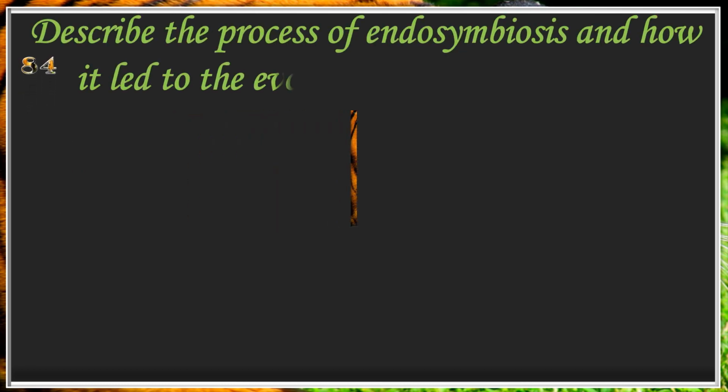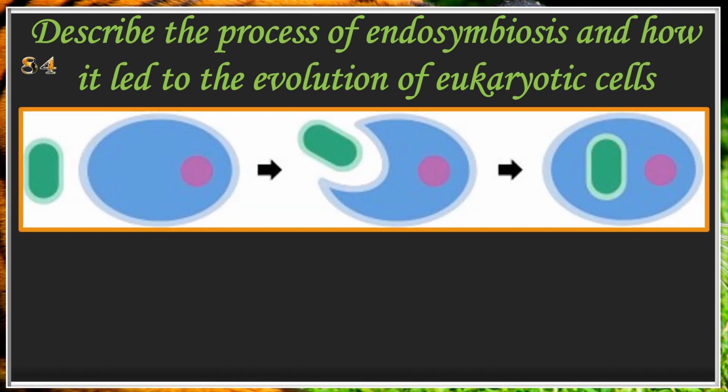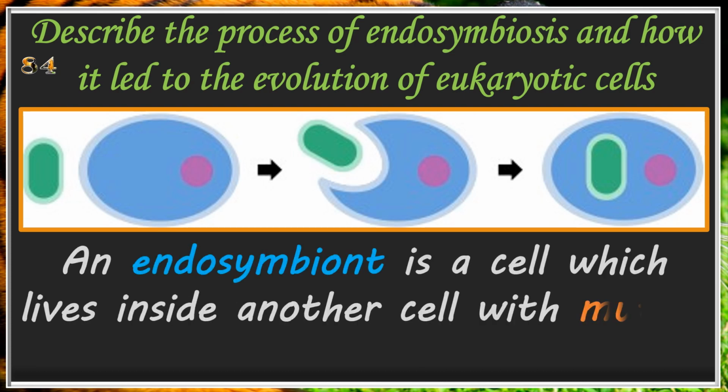Describe the process of endosymbiosis and how it led to the evolution of eukaryotic cells. An endosymbiont is a cell which lives inside another cell with mutual benefit.